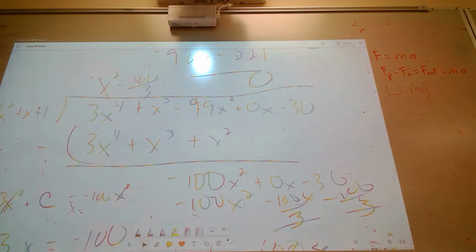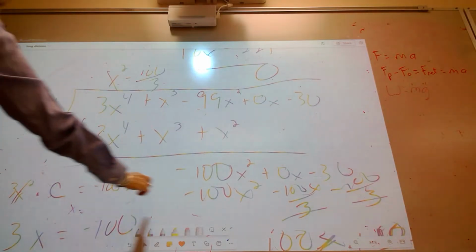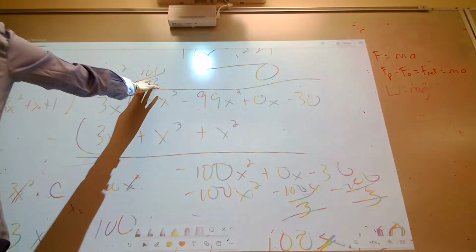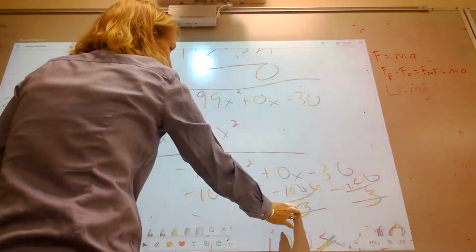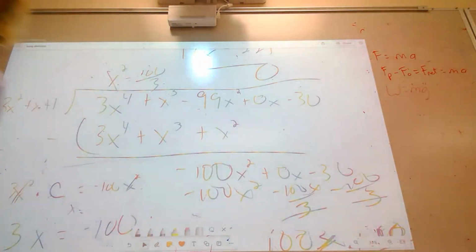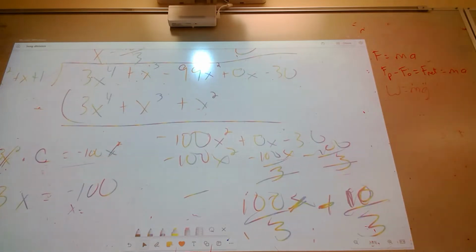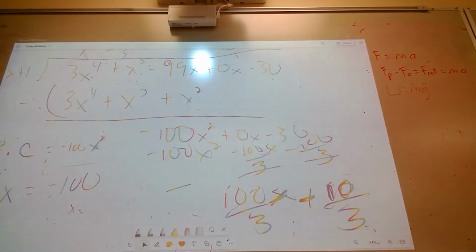So we multiply that out. Minus 100 over 3 times 3x squared is minus 100x squared, which is how we set it up. Minus 100x over 3 times 1 is minus 100 over 3. Okay, now this is our remainder: minus 100x over 3 plus 10 over 3.